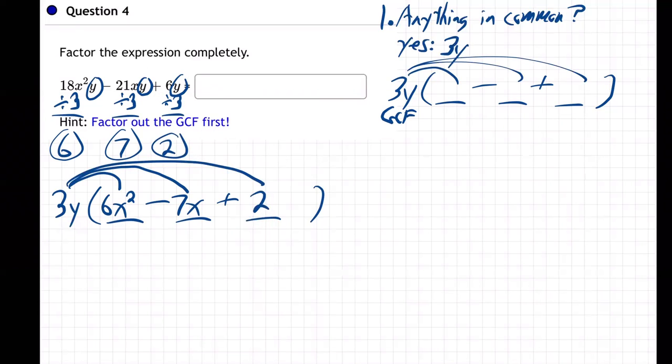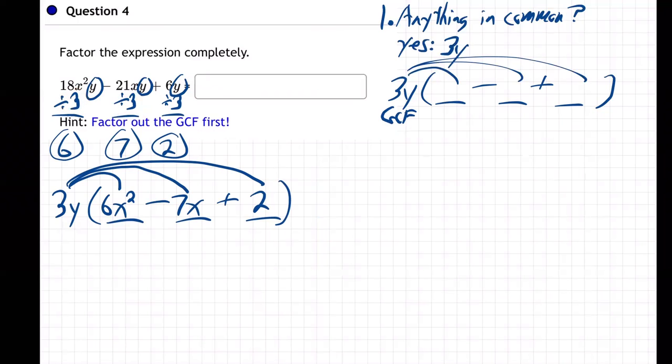We good there? So make sure, the big lesson there is make sure when you do a GCF that you get everything they have in common, not just the 3. It's an easy mistake to make to only take out the 3 and forget that they also have a y in common. You got to get all the numbers and all the letters that they have in common out. Okay, that's the first step.